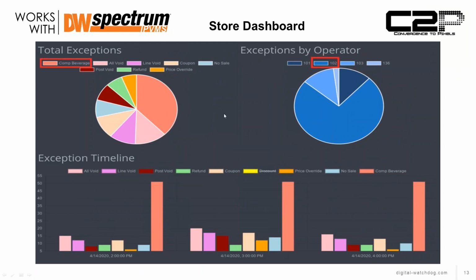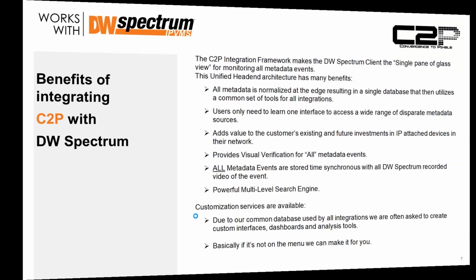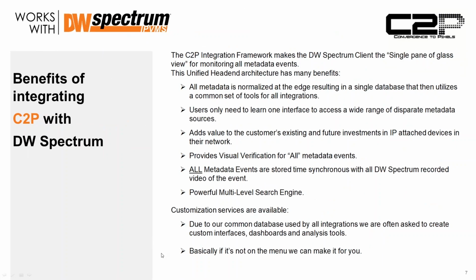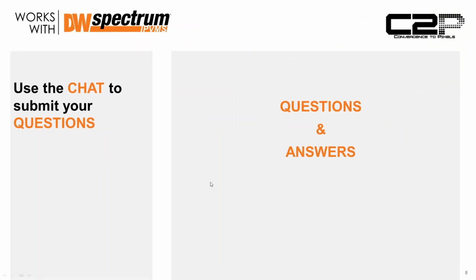And we went through the value of having a heads-up display on this to be able to find out where those loss events are happening. It's surprising, and when people get this, they never realized how much money they were losing until they get the tool and see what was going on. So basically, if it's not on the menu, we can make it for you, right? It's just like a restaurant. Given the business case, we can make it for you.